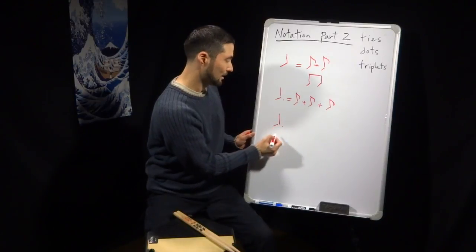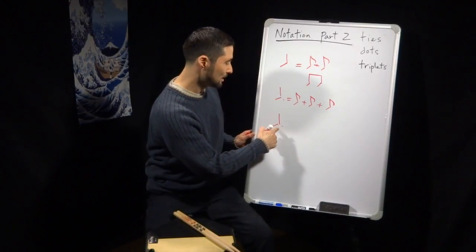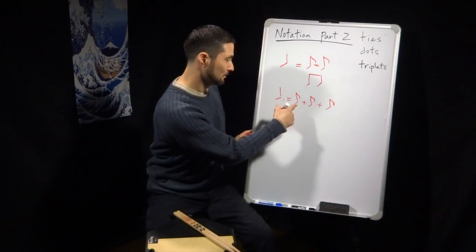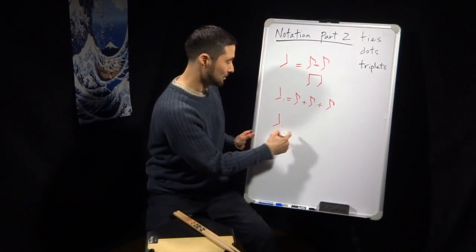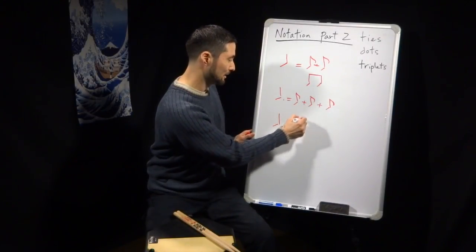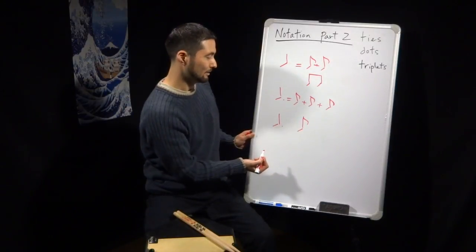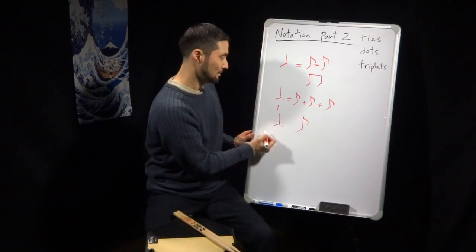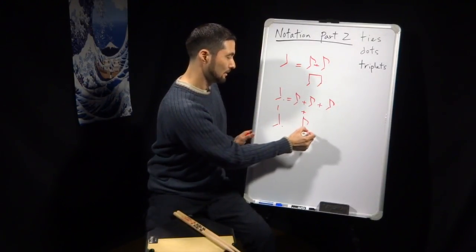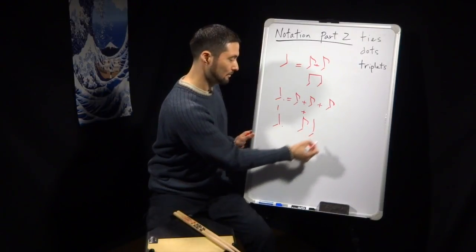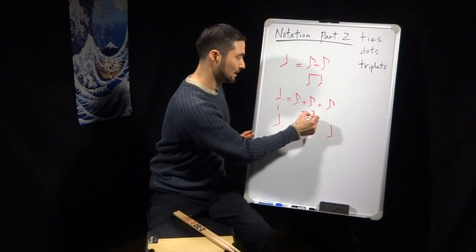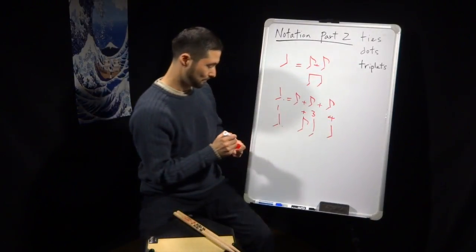If we have a dotted quarter note, this would count for one and two. Three notes there, one and two. And then we have an "and" left, so we have an eighth note there. This is one and. And then let's say we have another note here and another quarter note there. This would be on three. This would be on four.